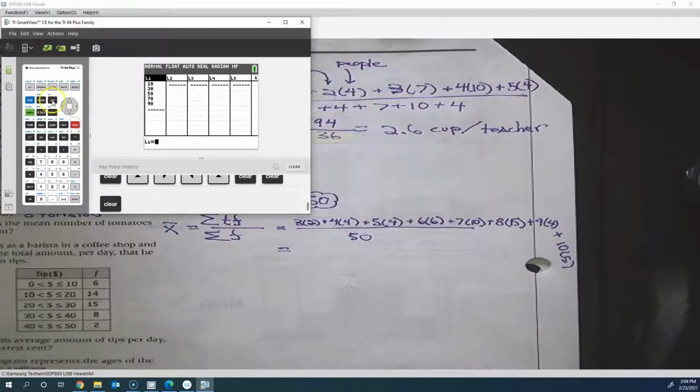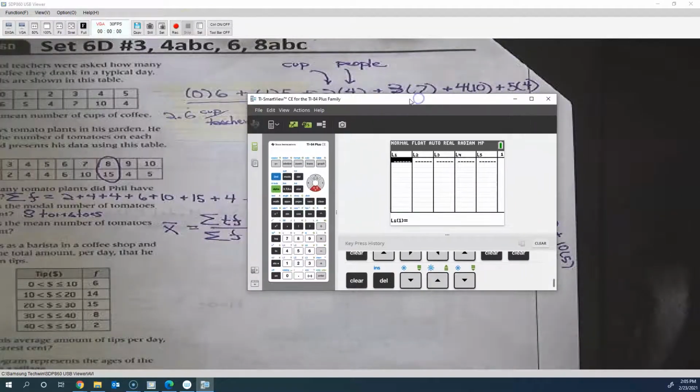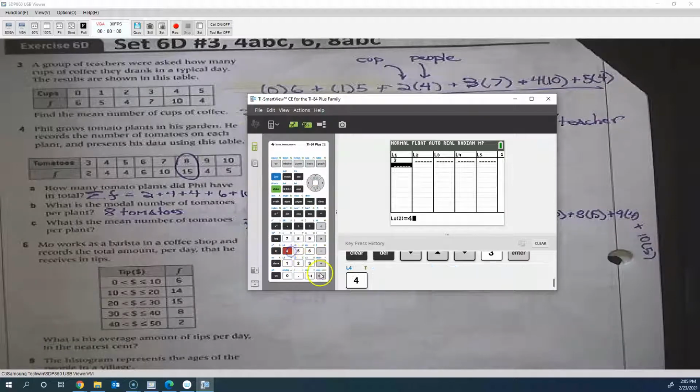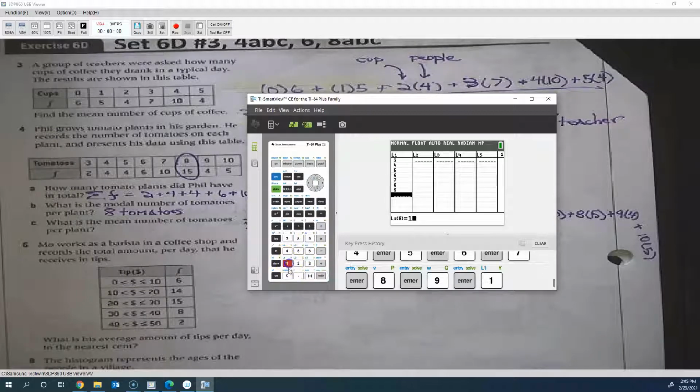Come on, clear. There we go. All right, so from this chart right here, L1 is going to be the number of tomatoes. So I got 3. Okay, and then the second column, I'm going to turn into my frequencies.